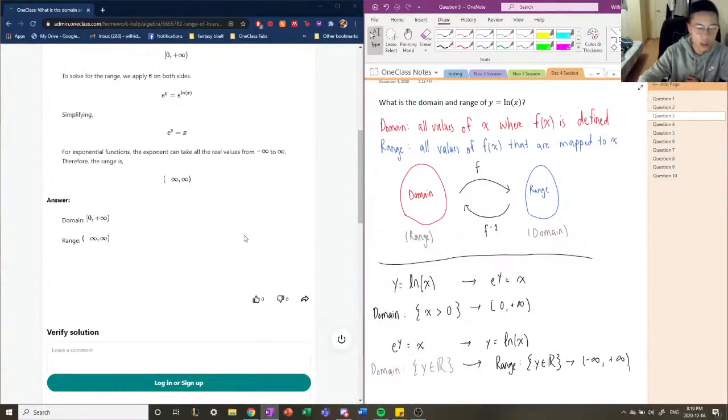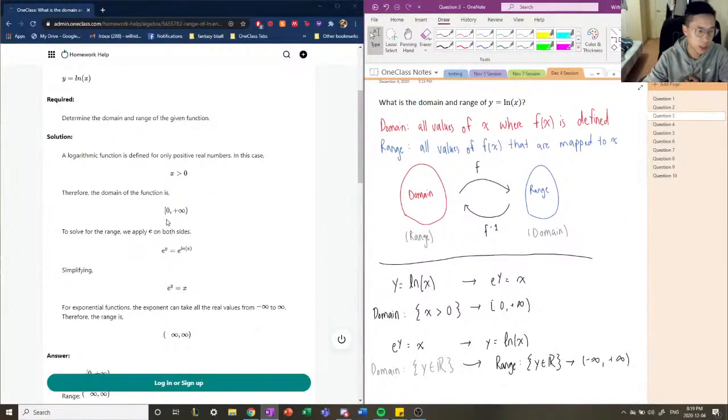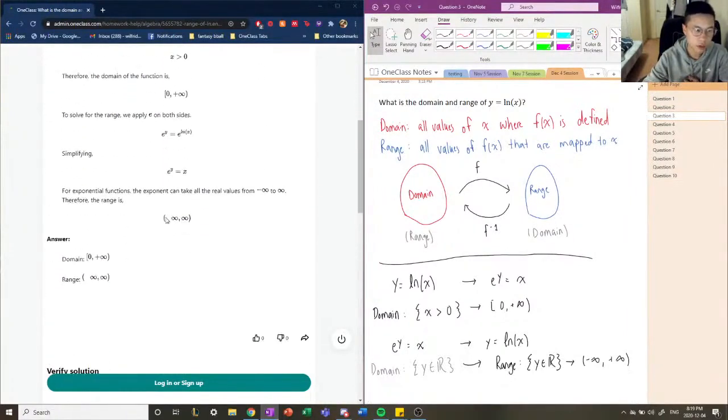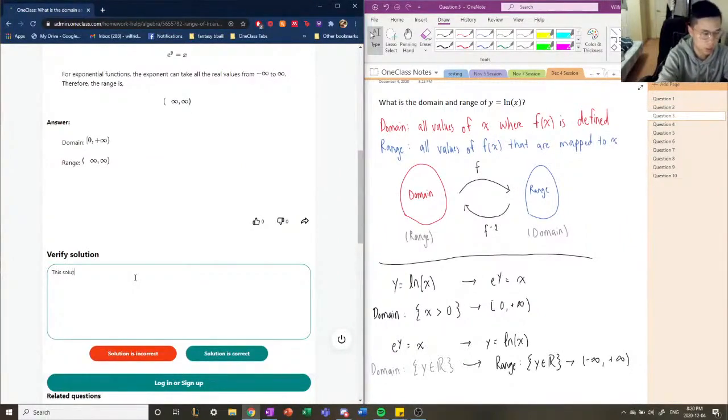So I guess another way you can do this is to graph this function and visually identify what the domain is, and visually identify what the range is. But this is another way of doing it without graphing it out. We use a lot of reasoning and this principle of f inverse to find our range and domain. So this solution is correct. Okay.